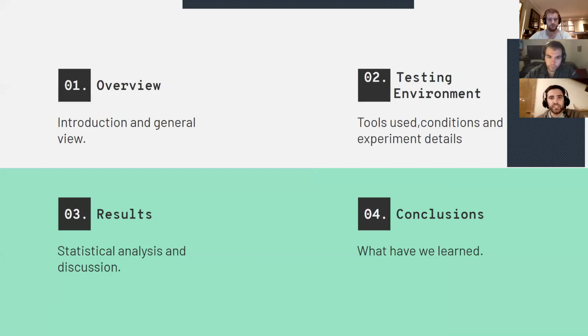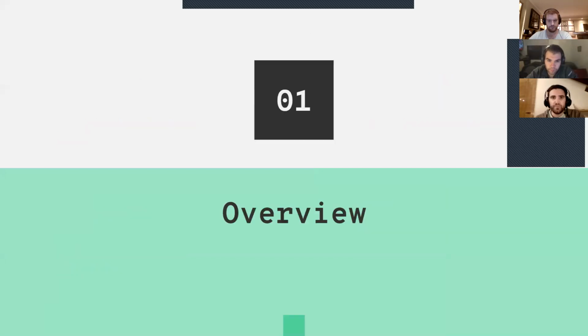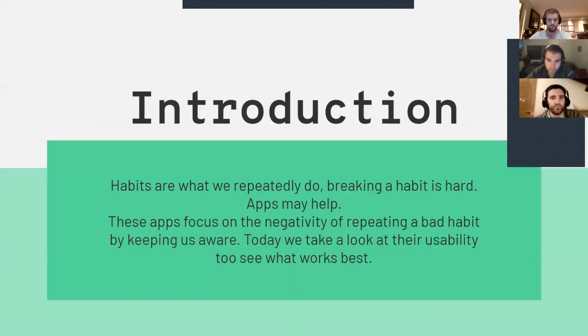So during this presentation, we're going to go through 4 major sections of our study. Firstly, we're going to take a look at an overview, then the testing environment, meaning all of the things related to the experiments, what results we got, and what conclusions we drew.